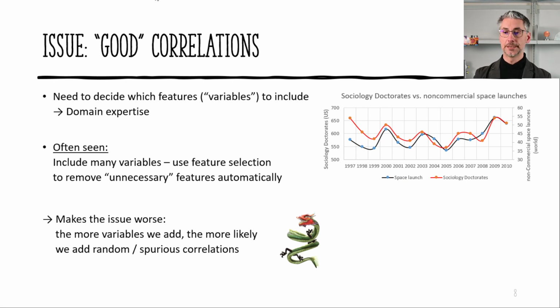That means we need to decide which features or variables we need to include, and this is again where your domain expertise comes in. A typical approach that is often seen is that we have many variables and then use some feature selection method to remove unnecessary features automatically. However, this makes the issue worse. The more variables we add, the more likely we add random or spurious correlations. So it's really an anti-pattern to just use as many variables as we can think of and then let an algorithm decide which ones to keep and which not.